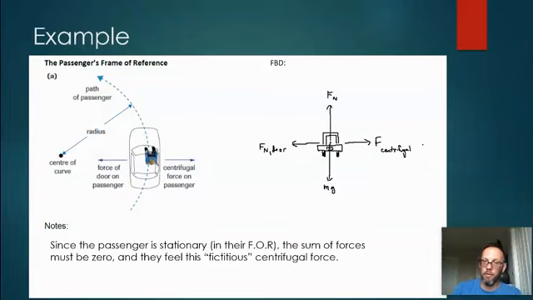fictitious centrifugal force. So we actually know there's no real force acting on the person, but because their frame of reference is accelerating, something must be going on. That's why this person would be moving to the right, because they are moving in a circle in their car. But as far as they're concerned, they're in their seat. They're not accelerating. So if the door is pushing on them, they're going to feel themselves pushed against the door, and they're going to lean to the right.